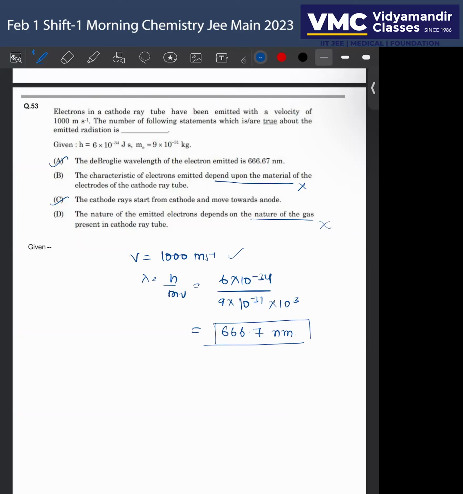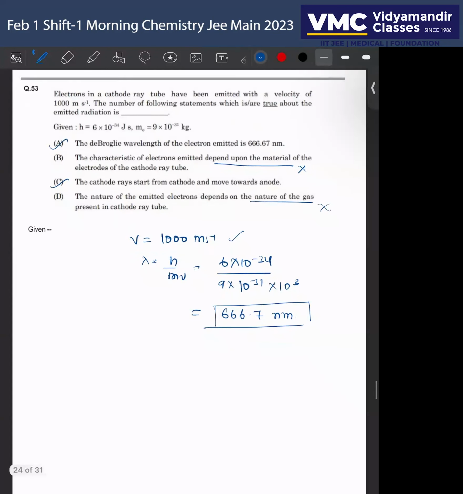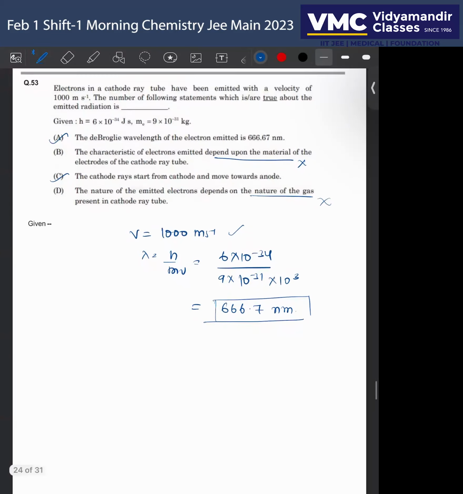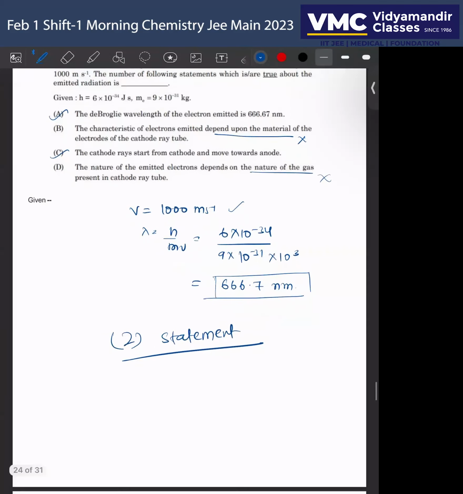The characteristic of electrons depending upon the material: the characteristic of electrons emitted, that means anode rays or cathode rays, does not depend on the material of the electrode used in the cathode ray tube. Therefore, electrons do not depend on the material. Also, it does not depend on the nature of the gas. So option D is also incorrect. B is also incorrect. C, the cathode rays start from the cathode. It is correct and moves toward the anode. It emerges from the cathode and moves toward the anode. That's why we name them cathode rays. So 2 statements are correct here. We were asked for the number of correct statements. So 2 is the correct answer.